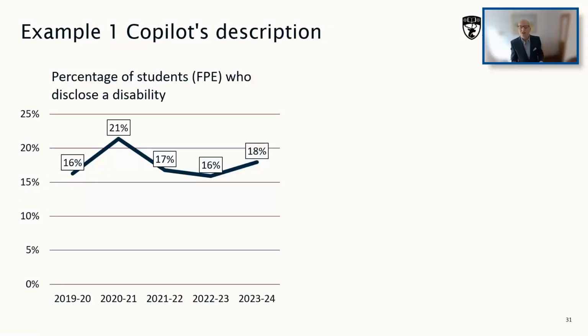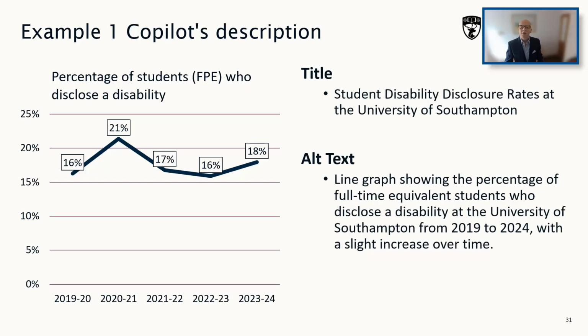On screen, a line graph shows the percentage of full person equivalent students disclosing a disability at the University of Southampton from 2019-20 to 2023-24. Between 1/5 and 1/6 of students disclosed a disability during this period. Our Copilot gave a pretty accurate title of Student Disability Disclosure Rates at the University of Southampton. I did have 2 issues with the alternative text.